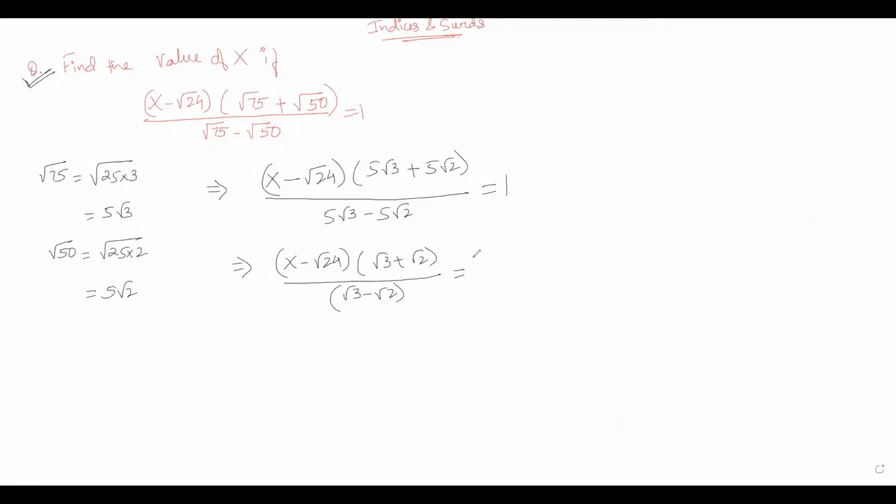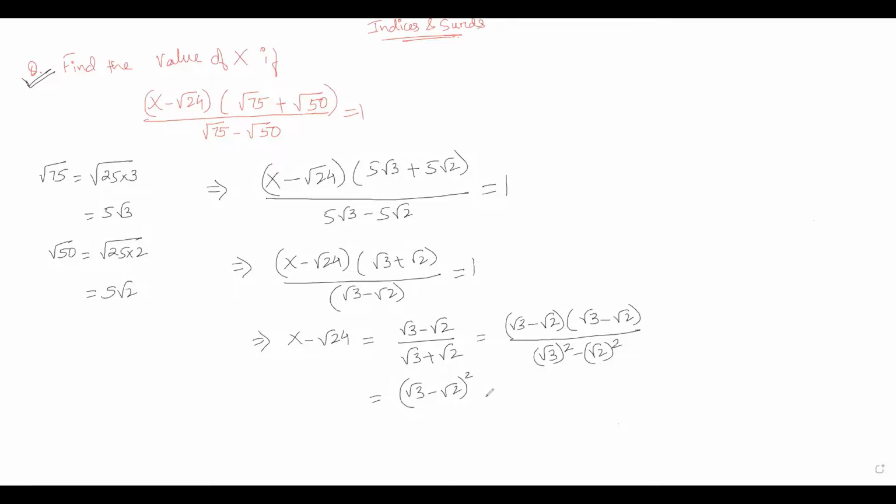So from here, x minus root 24 can be written as root 3 minus root 2 upon root 3 plus root 2. So again, if we rationalize this, this would be root 3 minus root 2 times root 3 minus root 2 upon root 3 whole square minus root 2 whole square. So in the numerator, this would be root 3 minus root 2 whole square. And in the denominator, this would be 3 minus 2, that is 1.